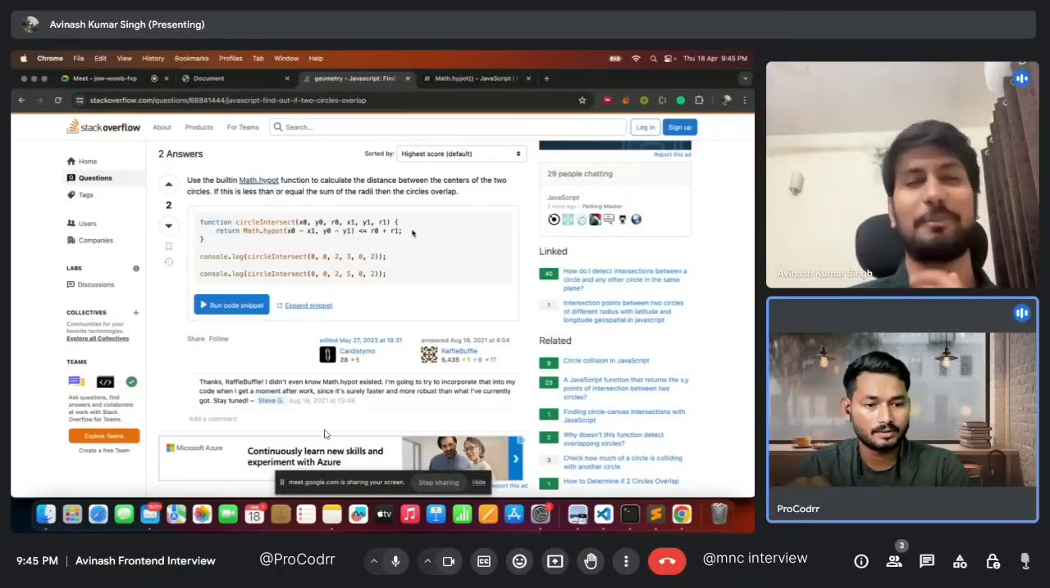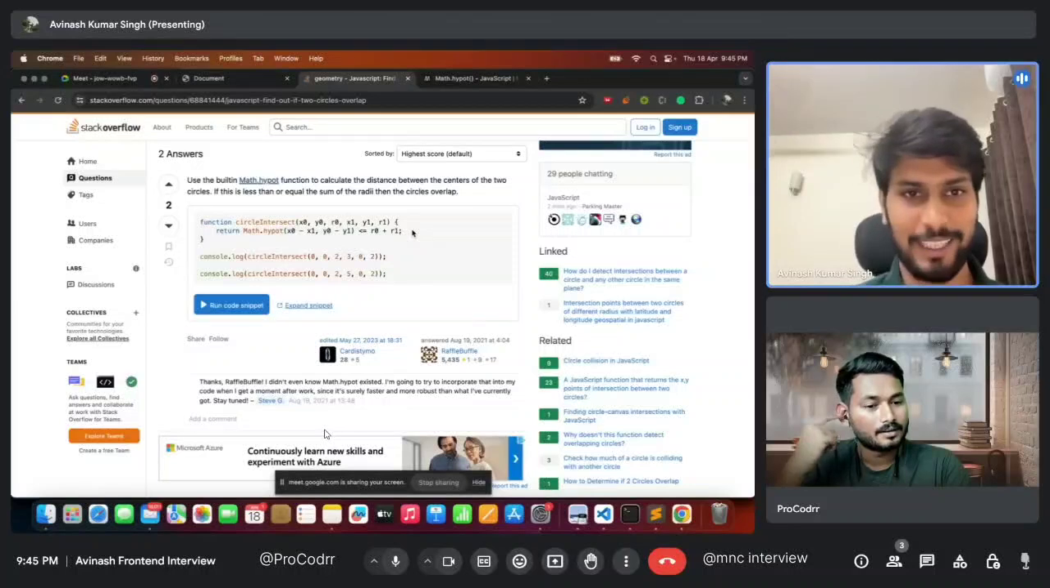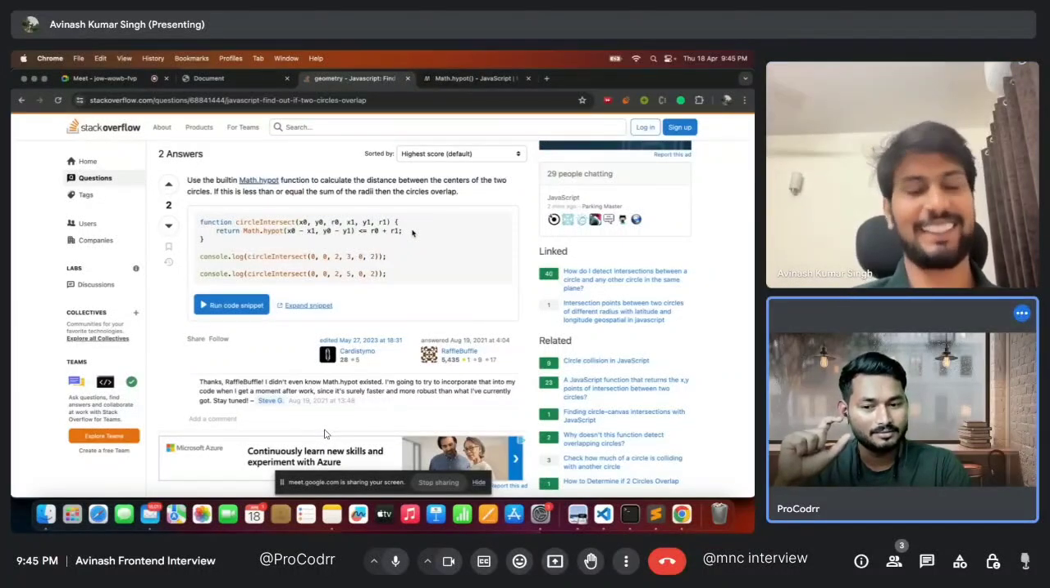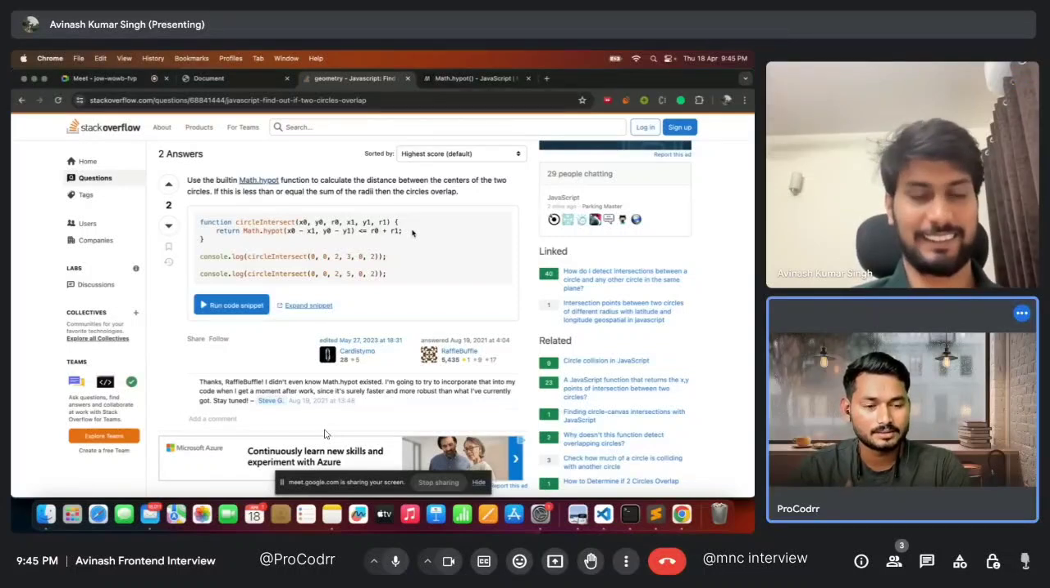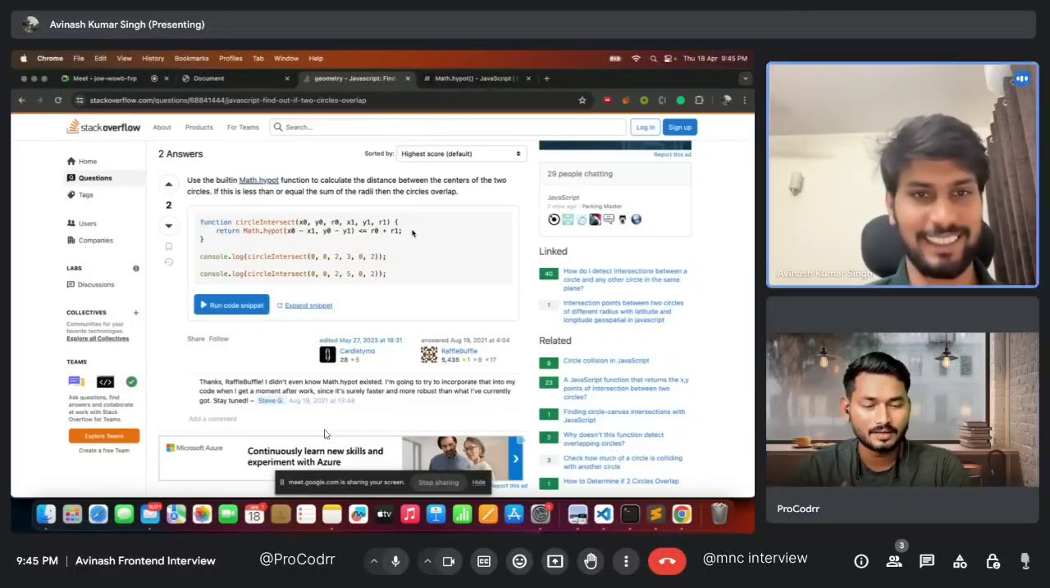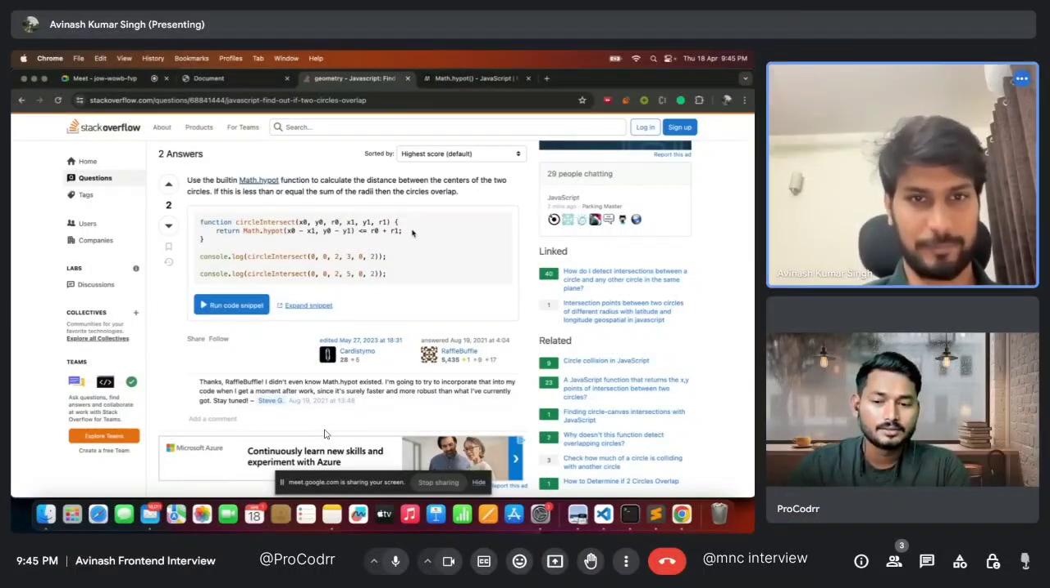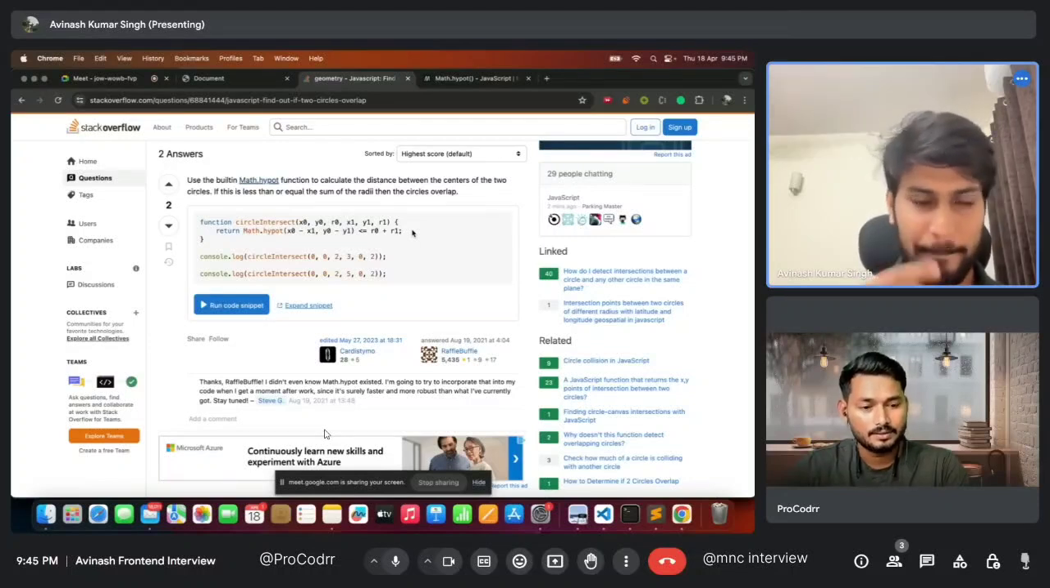x1 comma y1. We have read in the maths class the distance formula, somehow similar to this. x1 minus x2, y1 minus y2. So you told it right.